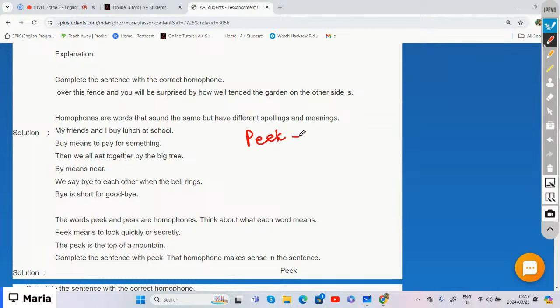And the word peek means to look quickly or secretly. That is what the word peek means. Then we have another word peek, which is P-E-A-K. So the word P-double-E-K means to look quickly or secretly. Now we have P-E-A-K, and P-E-A-K is the top of the mountain.